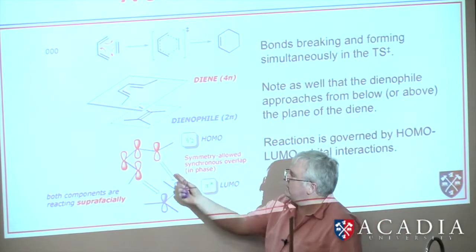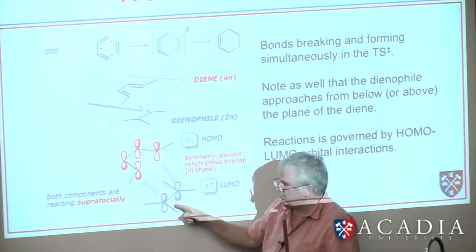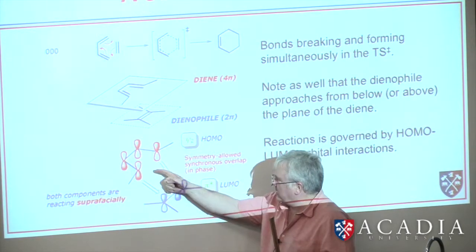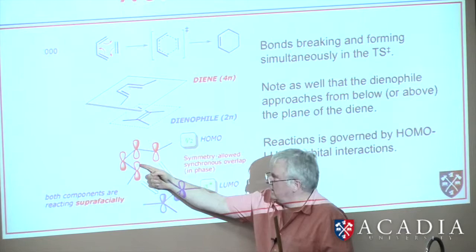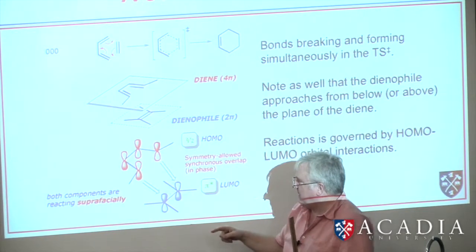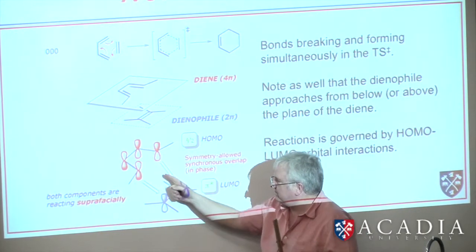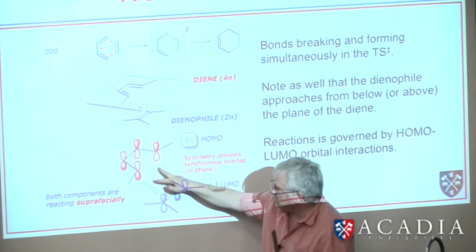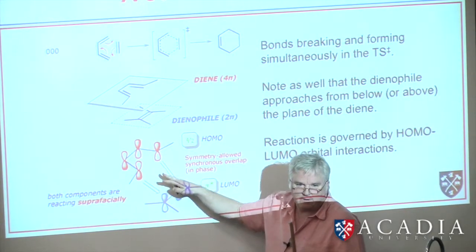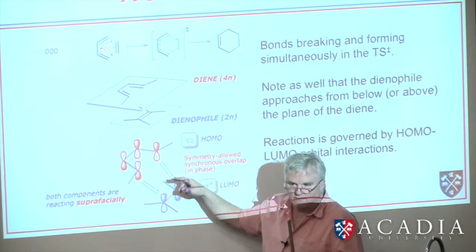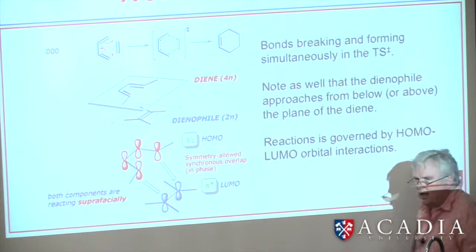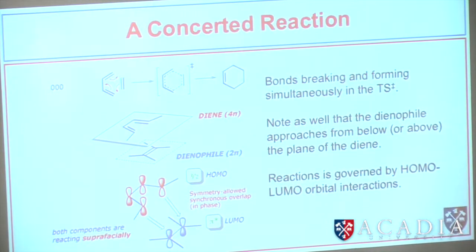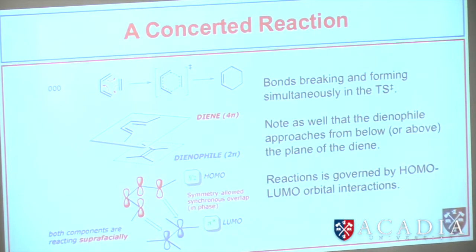We have to have symmetry match up when that occurs. The lobes have to match up in phase in order for the electrons to go from here. This is the HOMO of our diene, and it's going to donate its electrons into the empty LUMO here. And in order to do that, the orbitals have to match up and be in phase where the bonds form. Okay, you'll analyze these to death in Lukeman's physical organic course in your third or fourth year.